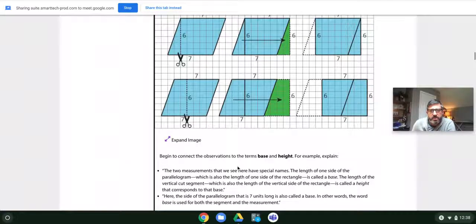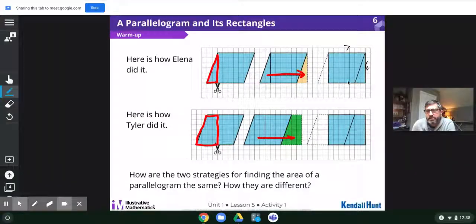So if you can see the sides of this parallelogram, the measurements that we see, they have special names. So the length of one side of the parallelogram, which is also the length of one side of that rectangle that we made, it's called a base. So this side right here is called the base.